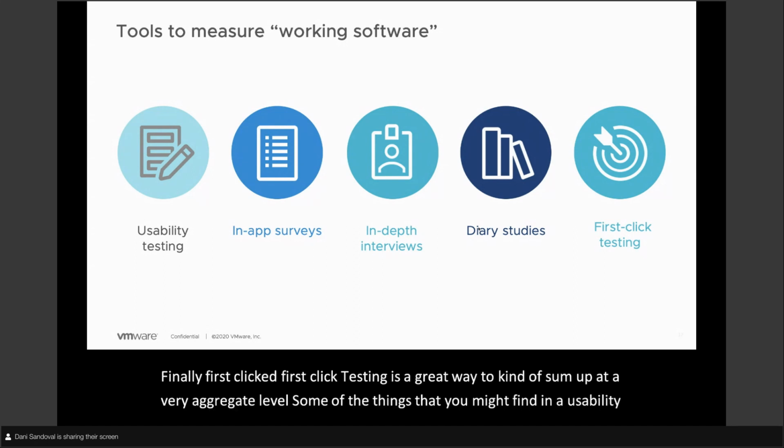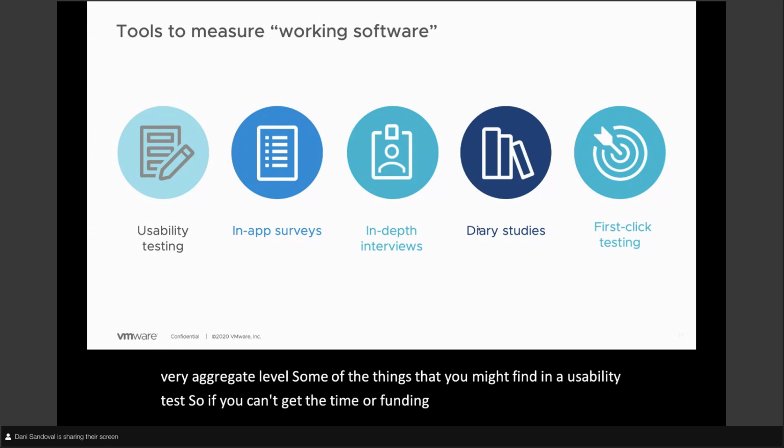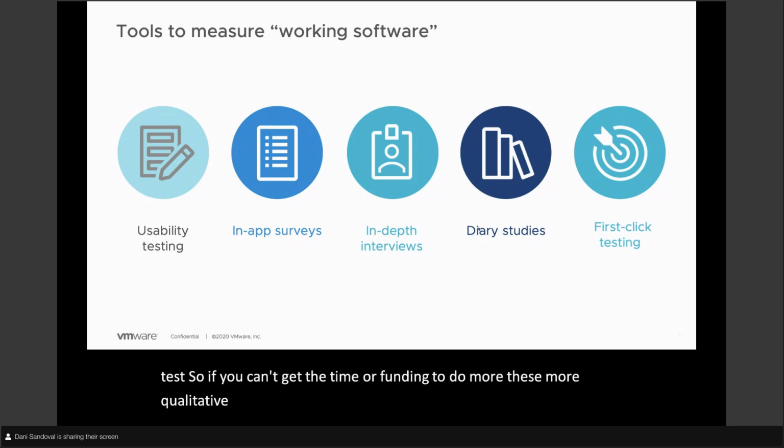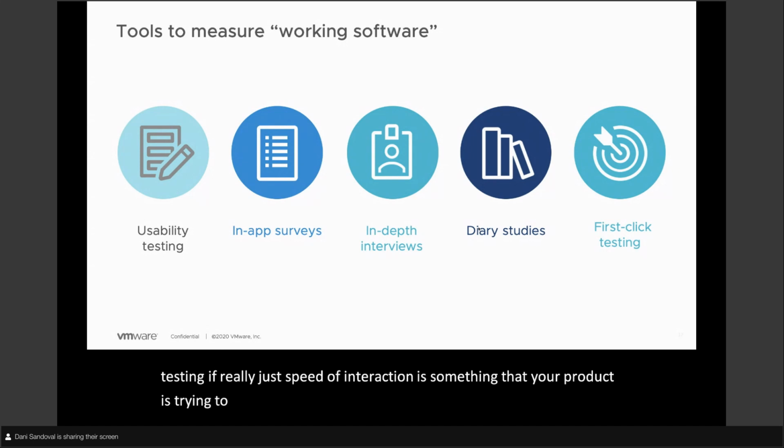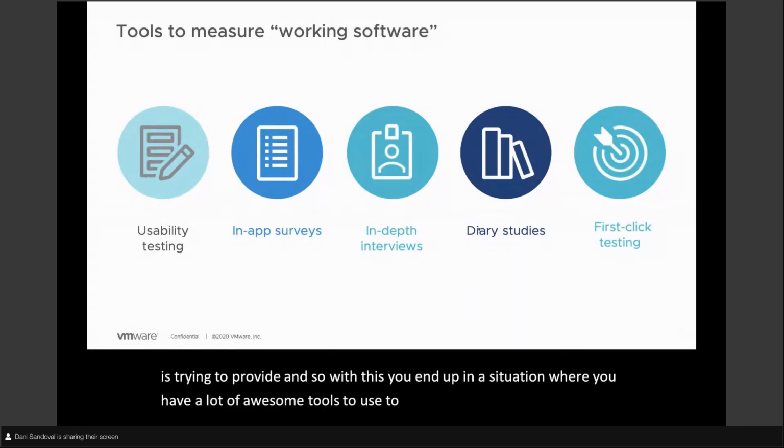And so if you can't get the time or funding to do these more qualitative research methods, you can rely on something more like first click testing, if really just speed of interaction is something that your product is trying to provide. And so with this, you end up in a situation where you have a lot of awesome tools to use to measure the success of your MVP.